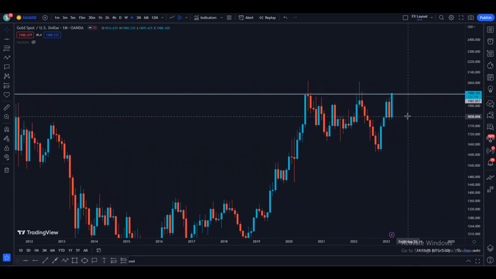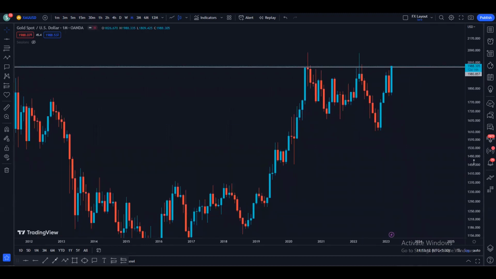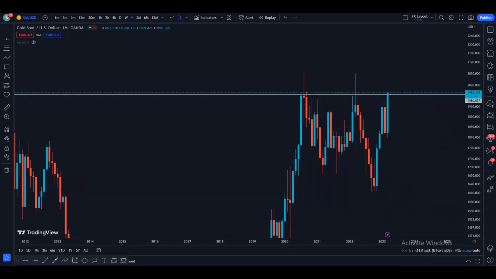Now, the probability of this candle going to the downside has decreased a lot. To anticipate the price action further, we will have to wait for this monthly candle to close. A lot will depend on how this new monthly candle closes, because as we can see, we have a resistance here. Also, we have a resistance here.